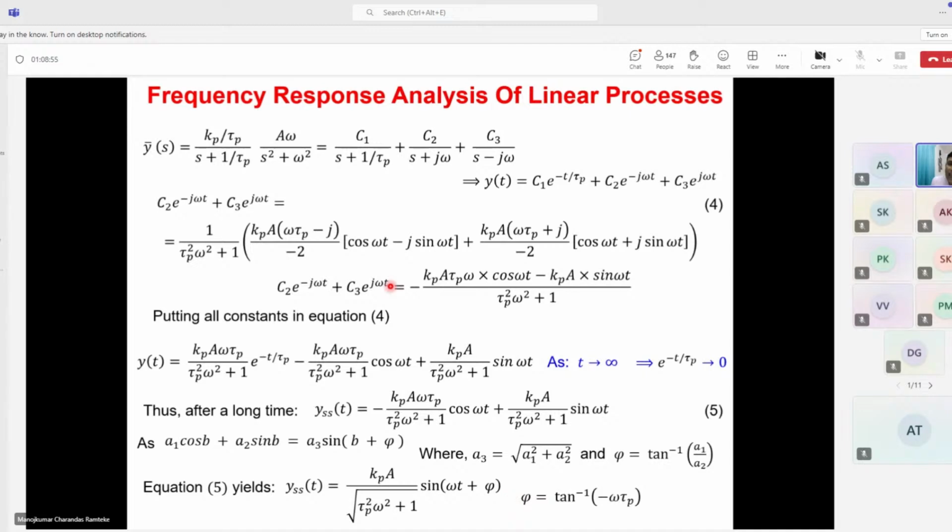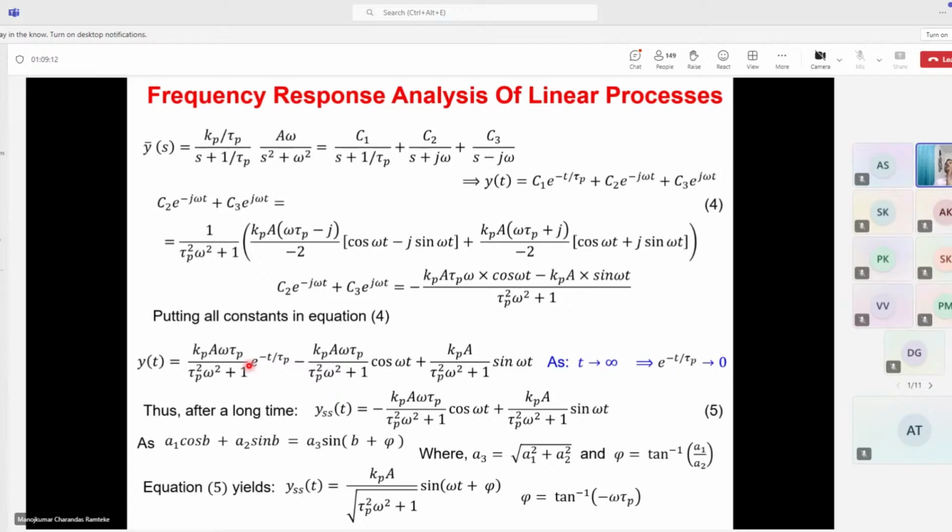Is it clear? This entire derivation is not there in your book. This detailed derivation is not there in your book. In your book only this final expression is given. Is it clear to everyone?